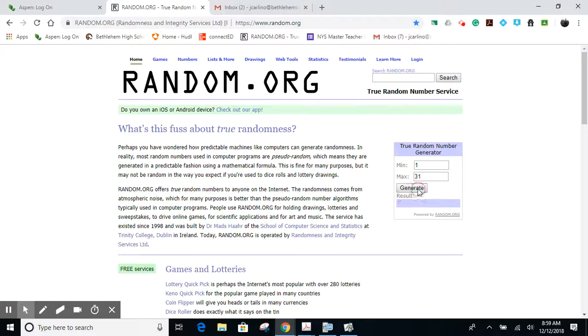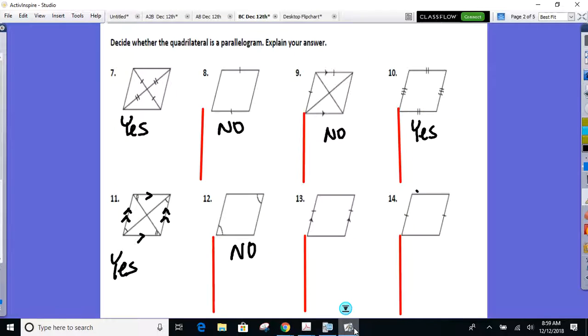13. Yep, speaking of special case. Good, yes, nice job. One pair of opposite sides congruent and parallel.